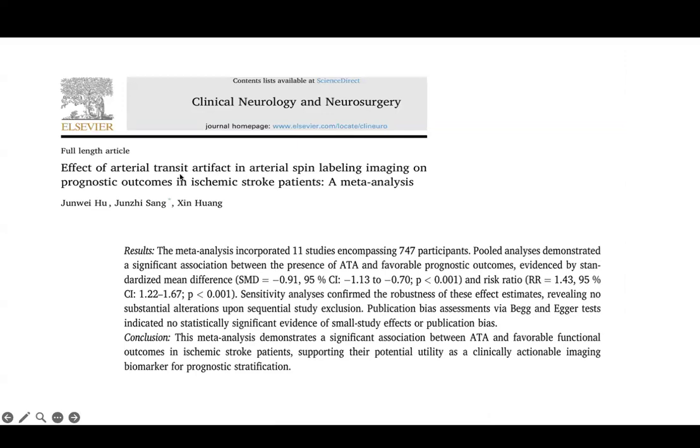So how does this arterial transit artifact help in prognostic outcomes in ischemic stroke patients? Meta-analysis showed that patients who had these arterial transit artifacts had better outcomes than patients who did not have them.